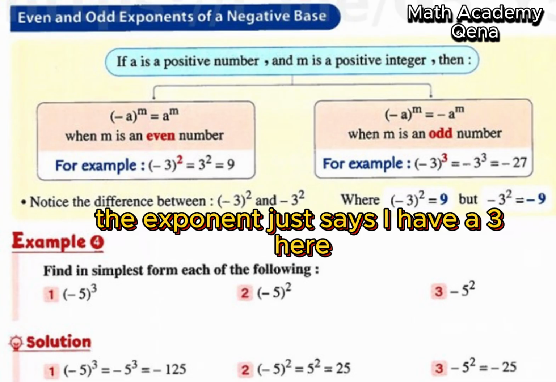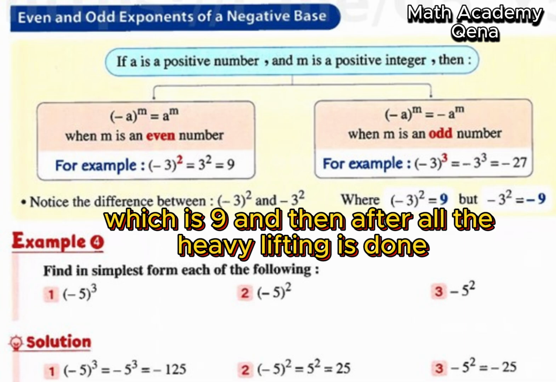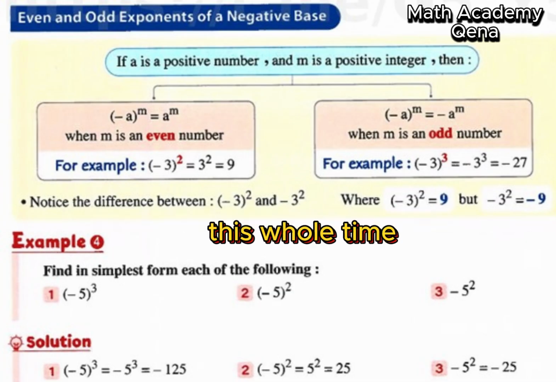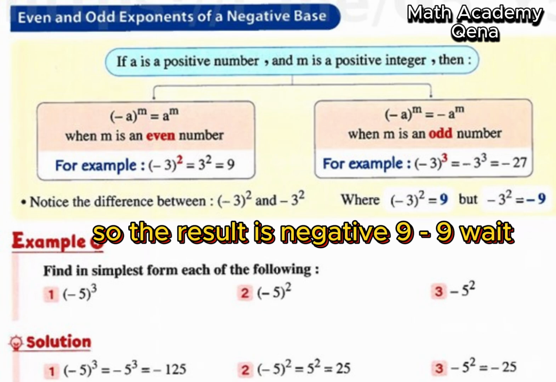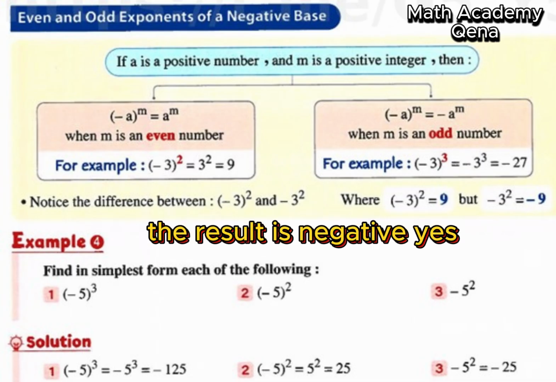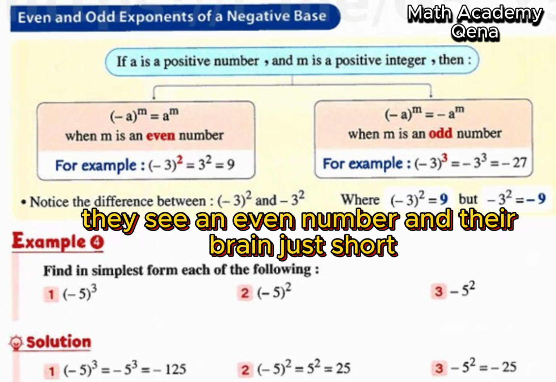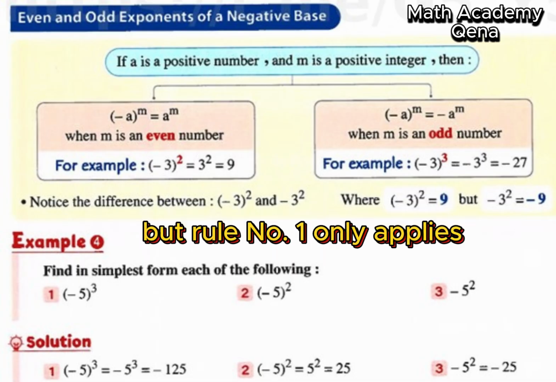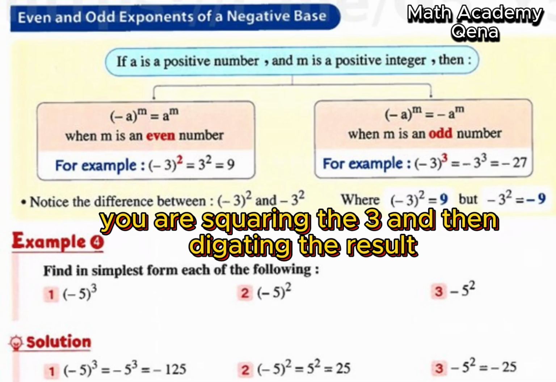The exponent just says, I have a 3 here, I'm going to square it. So it calculates 3 squared first, which is 9. And then after all the heavy lifting is done, that negative sign, which has just been waiting in the lobby this whole time, steps in and attaches itself to the front. So the result is -9. Negative 9. Wait, so even though the exponent is even, the result is negative. Yes. And this is where people fail tests. They see an even number, and their brain just shortcuts to rule number 1, even means positive. Right. But rule number 1 only applies if you're actually squaring the negative. In this case, you aren't. You are squaring the 3 and then negating the result.